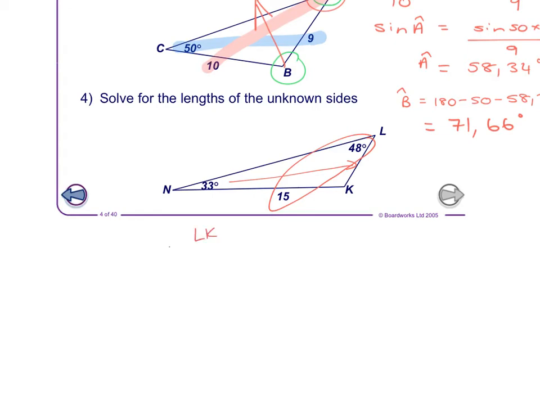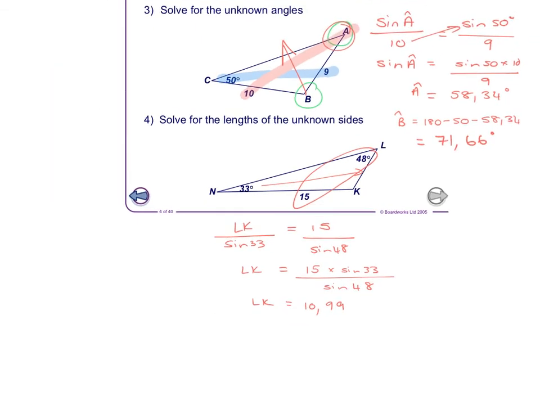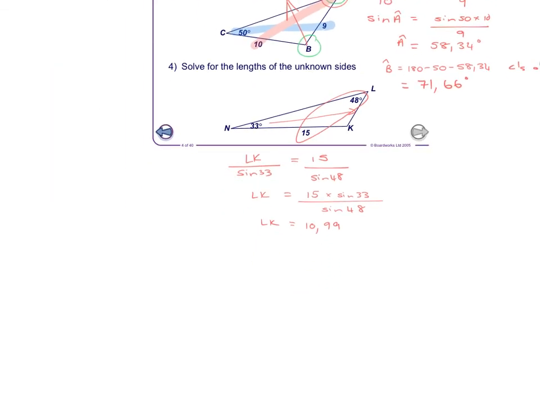So LK is what I'm looking for. What's the angle across from it? Sine 33. And it's equal to 15, which is across from sine 48. So then LK is 15 times sine 33 all over sine 48. All right, so in your calculator, sine 33 times by 15, divide that all by sine 48. You can use a fraction or separate pieces, and I get 10.99 units. If they haven't given you centimeters, you don't have to give any form of unit there.